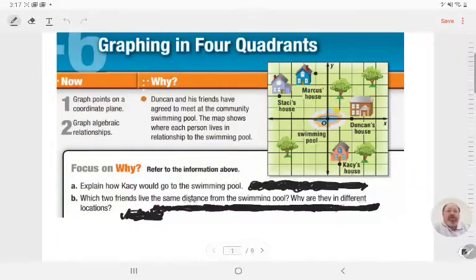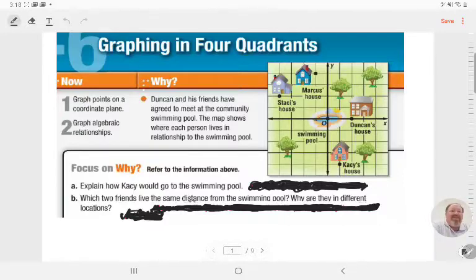All right, so today we're talking about graphing in 4 quadrants. Today we're going to graph points on a coordinate plane and we're going to graph algebraic relations. So let's look at this: Duncan and his friends have agreed to meet at the community swimming pool. The map shows where each person lives in relation to the swimming pool.